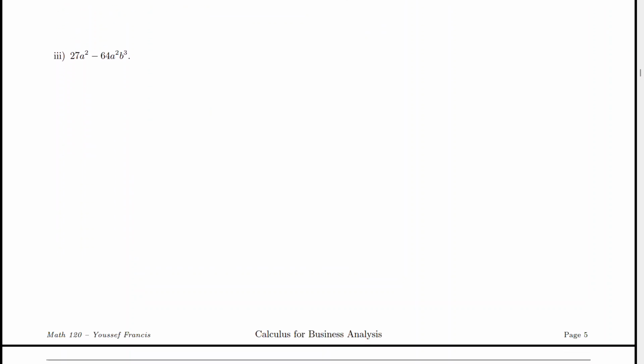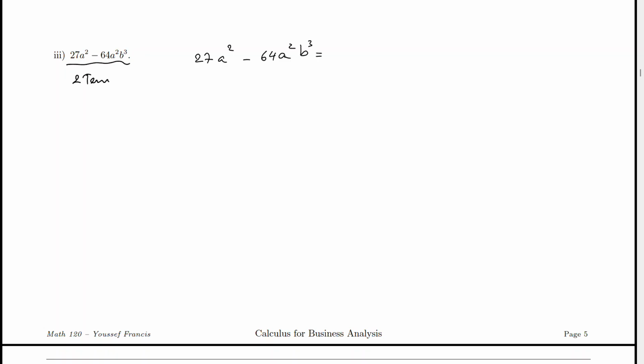Okay, last part of this deals with the 27a squared and then 64a squared b cubed. So we're dealing with two terms. And again, the first thing I'm going to do is check if there's anything common between the terms. So use the GCF method. And I can see right off the bat that there is a GCF. As a matter of fact, the letter a is being repeated in both of my terms. And the smallest power I see is the power 2, so I just grab it and write it first.